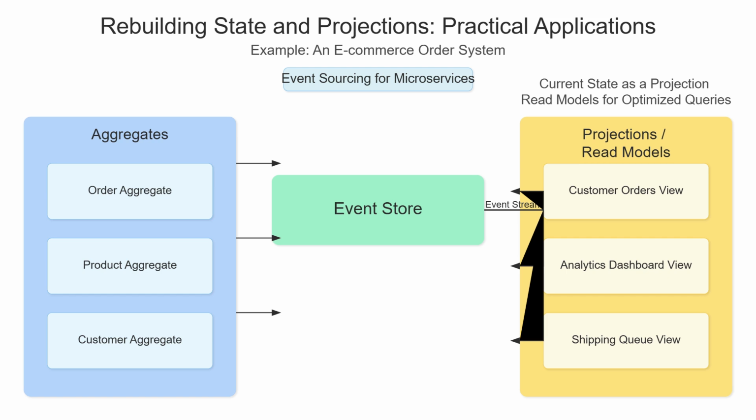Consider an e-commerce order system. An order aggregate handles commands like add item or ship order, emitting corresponding events. These events populate various read models, one for the customer's My Orders page, another for the warehouse shipping queue, and yet another for sales analytics. Each is optimized for its specific query, all derived from the same single source of truth, the event stream.